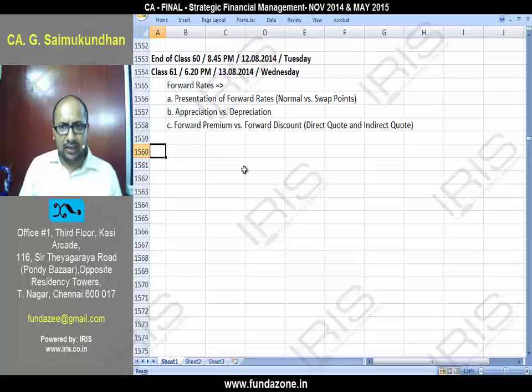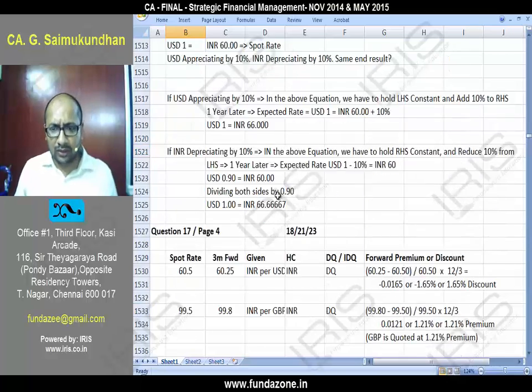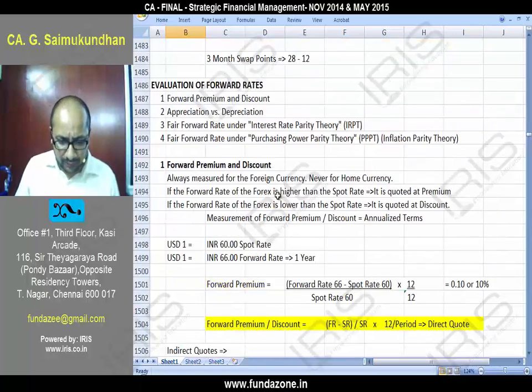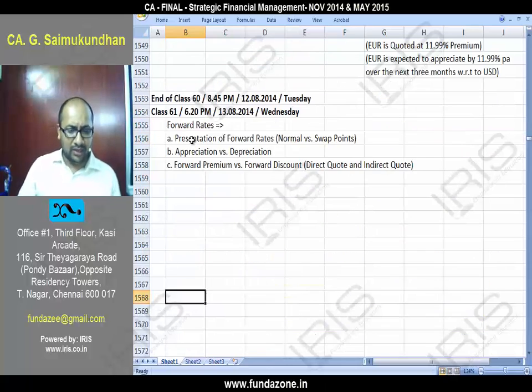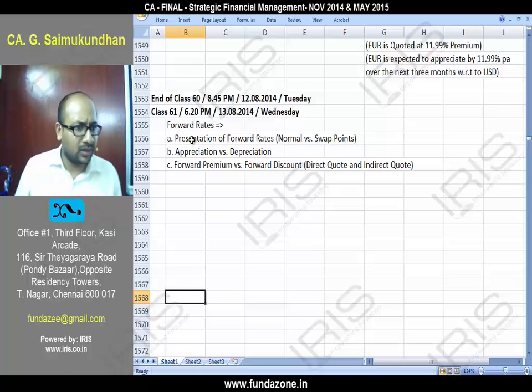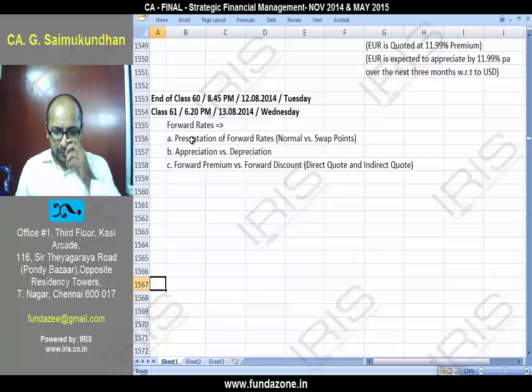In fact, the next idea that we are going to see is again part of estimation of forward rates, like the evaluation of forward rates we saw some time back. Here, the premium or discount path, appreciation, and then interest rate parity, IRPT and PPP. You complete that, then the estimation of theoretical forward rates will be over. The moment your theoretical forward rate computation is over, we can straight away start applying numbers to whatever question we have to solve.